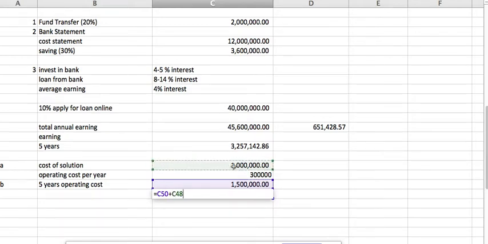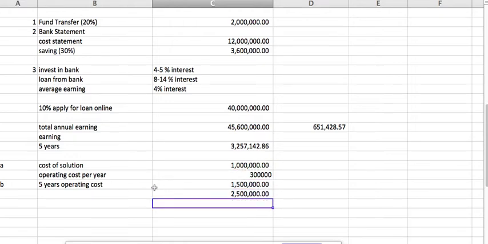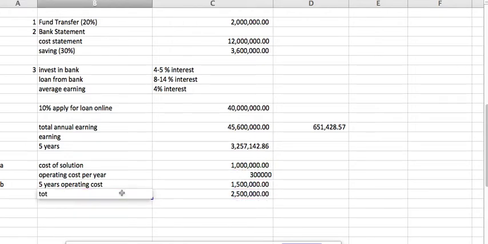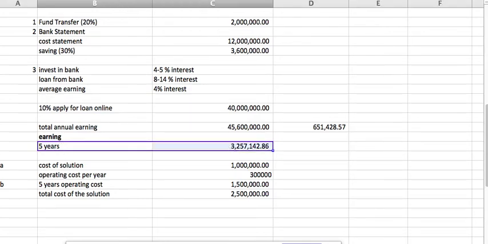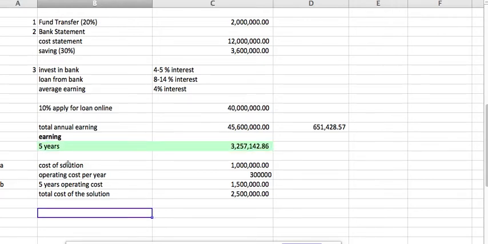These two factors I've taken for the cost, so that this is your total cost of the solution. So we have considered both the cost of the solution, that is the building cost, and then the operating cost, right? That is 2.5 million, and in the earning we have shown that for 5 years it is going to be, okay, this is your earning, 3.2. But of course eventually this earning will change, that might become more.